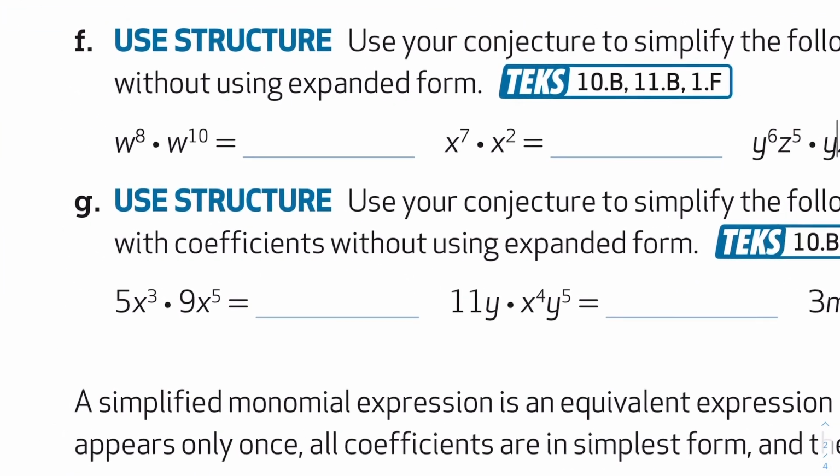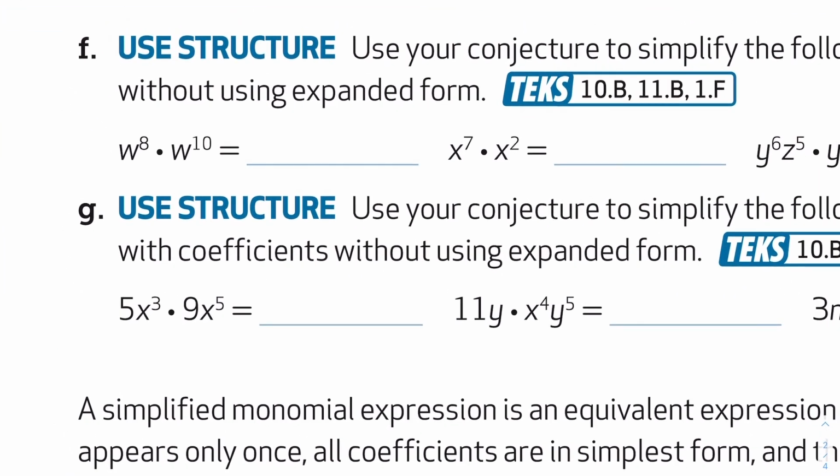But here we can see that the exponent for the first W is 8, and the exponent for the second W is 10. So this is the same thing as W to the 8th plus 10th to get W to the 18th power.